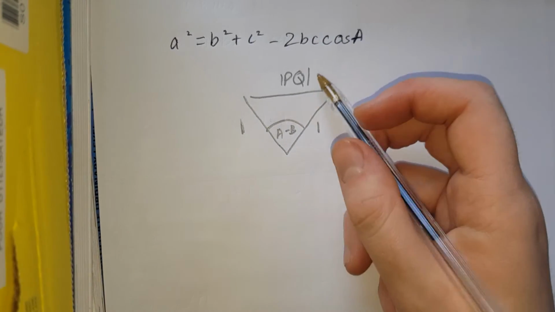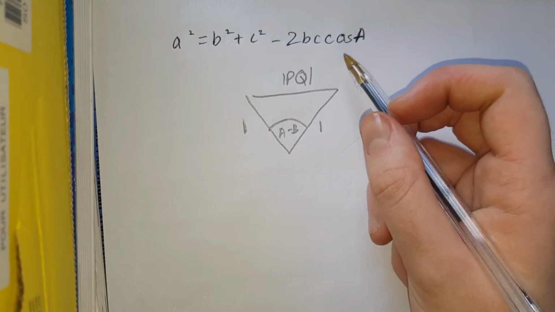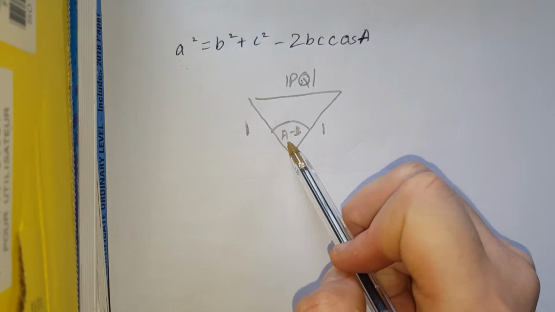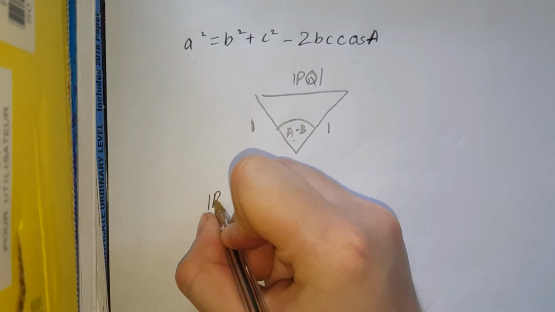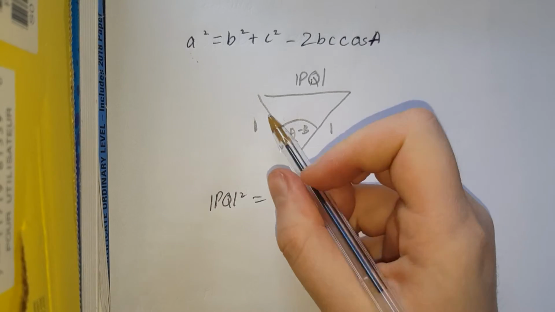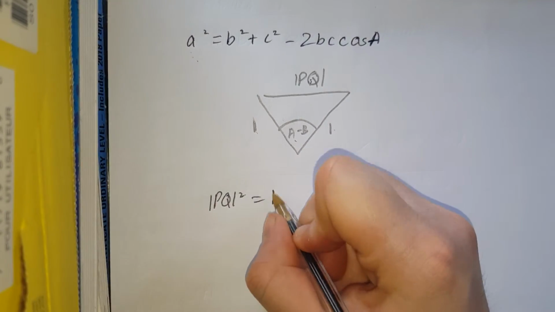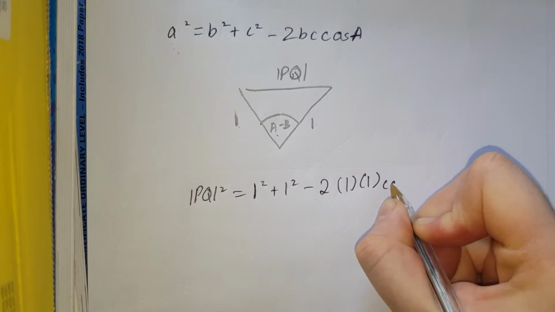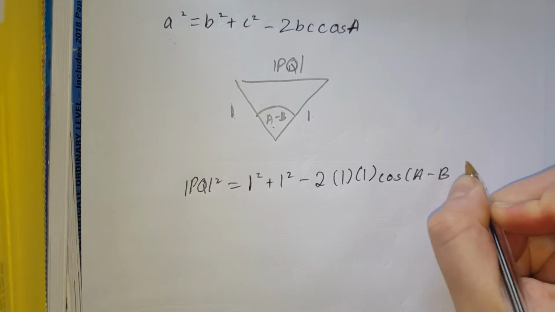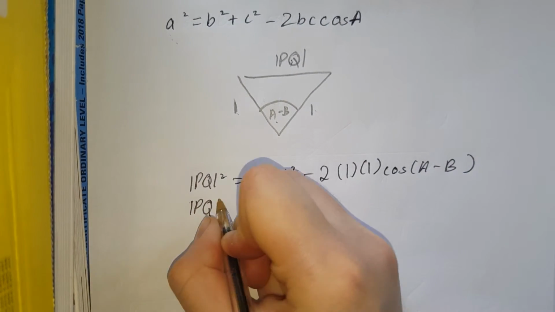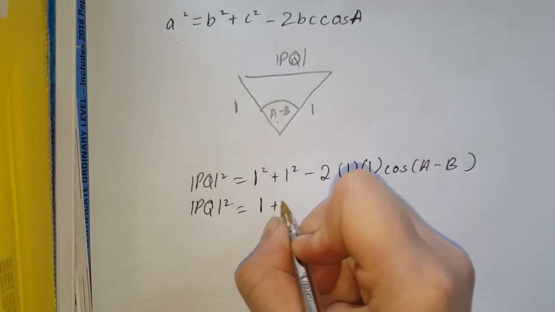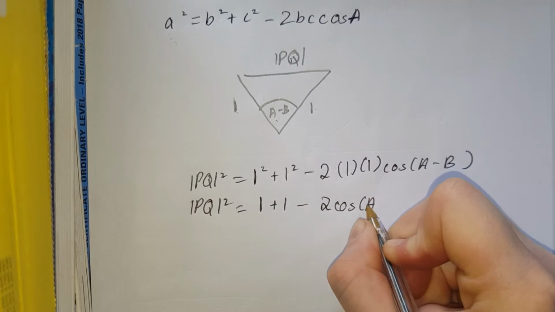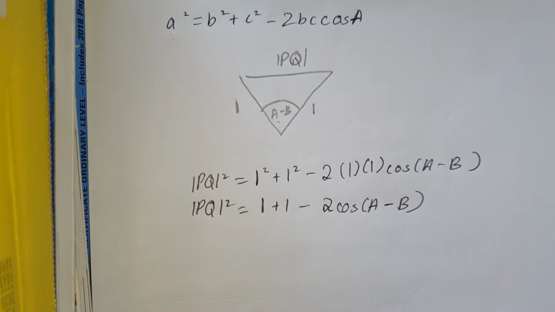Instead of angle A, I'm going to have angle A minus B. So the side that goes here is PQ, the side opposite that angle. So PQ squared is equal to, so b and c are going to be equal to 1, 1 squared plus 1 squared minus 2 times 1 times 1 times cos of A minus B. That's going to be PQ squared is equal to 1 plus 1 minus 2 cos of A minus B.